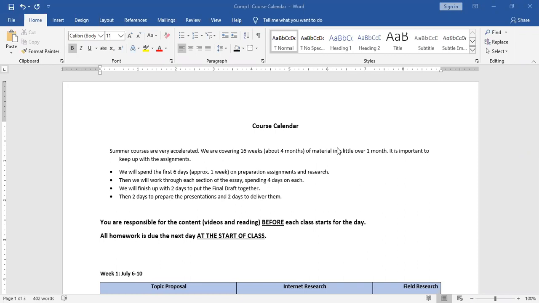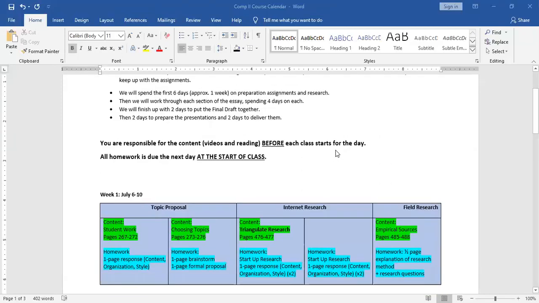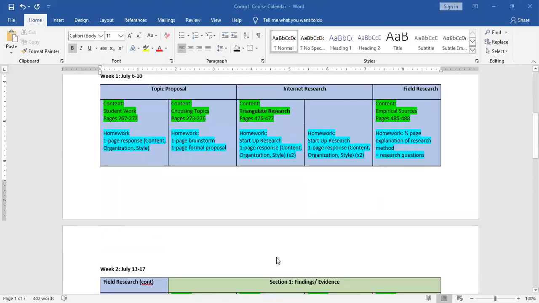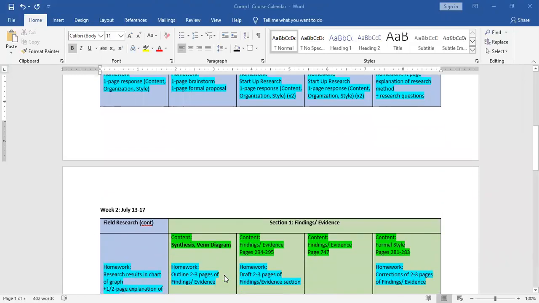I wanted to start the class today by just talking a little bit about the assignment that we're working on. In Comp 1, you wrote a series of small essays. For Comp 2, we're writing one longer essay. For this first week, we're just preparing to write the essay. So for 2 days this week, we're going to think about topics. For 2 more days, we're going to do internet research. And then for 2 days, the Friday and the Monday after that, we're going to do field research.